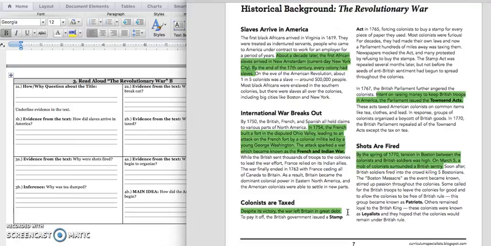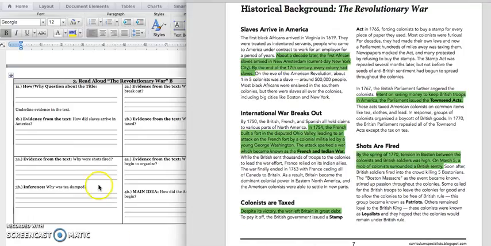Some called for the British troops to leave the colonies for good and to allow the colonies to be free from British rule. This group became known as Patriots. Others remained loyal to the British king. These colonists were known as Loyalists, and they hoped that the colonies would remain under British control.